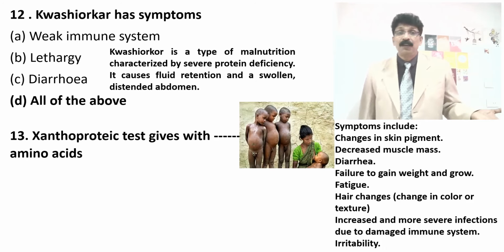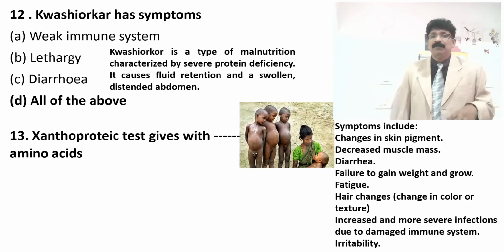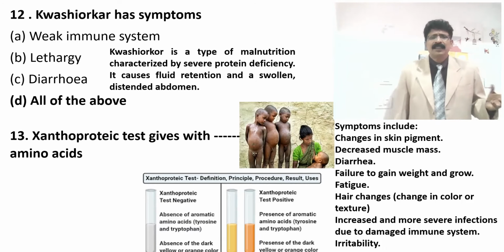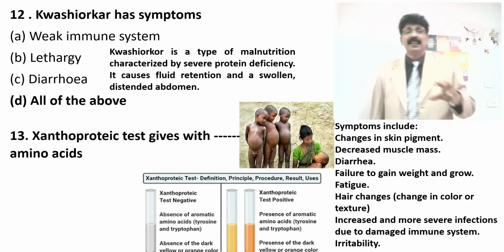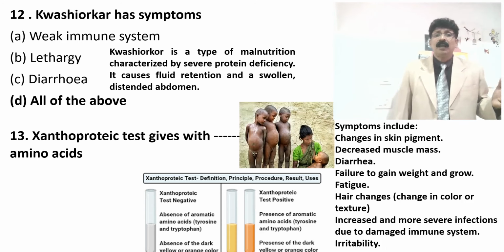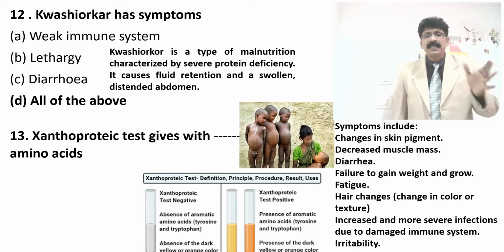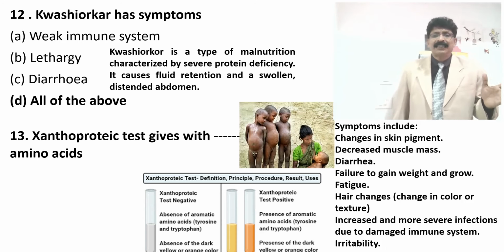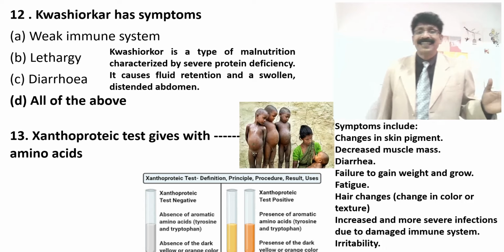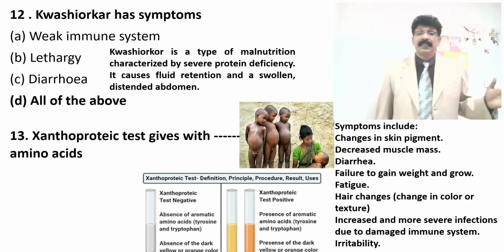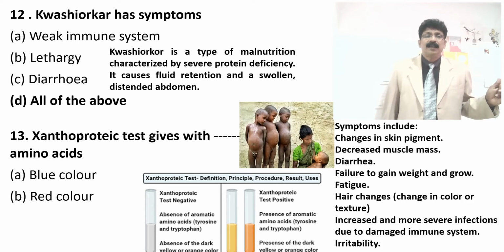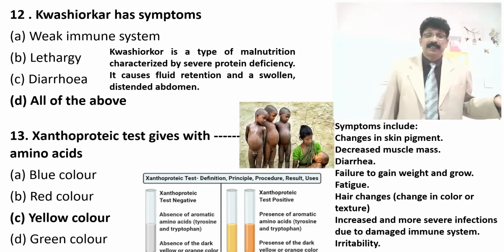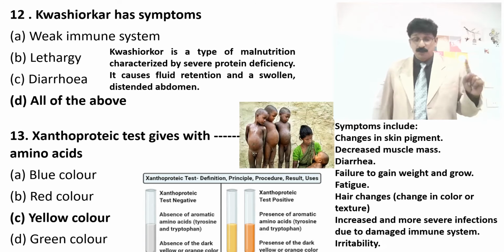Xanthoprotein test gives a color with which amino acid? What type of amino acid? They have given options for what type of color this xanthoprotein test gives. Absence of amino acids like tyrosine, tryptophan, will not get any color. Some you will get yellow or orange color. Presence of aromatic amino acids like tyrosine, tryptophan, the xanthoprotein test will give yellow color. So blue color is not seen, red color is not seen, yellow color or orange color can be seen. They have given a choice, yellow color. So we can select yellow color.